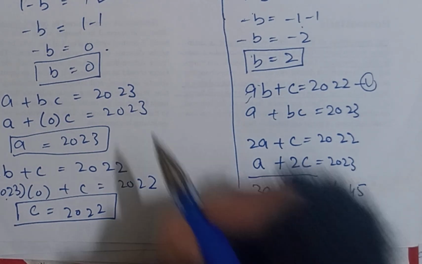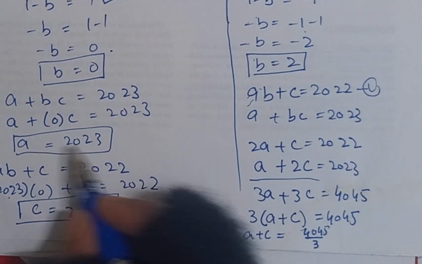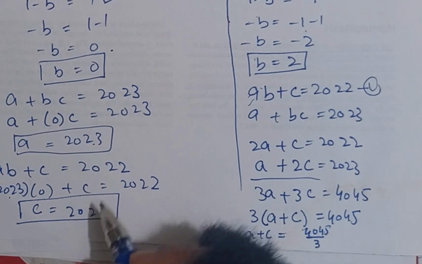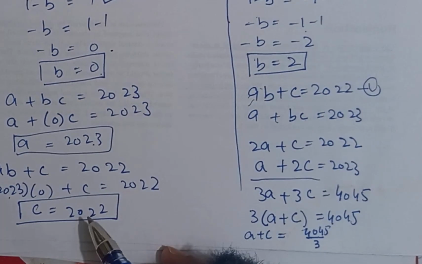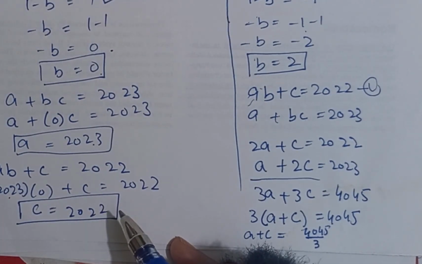So in our question, the value of A is 2023, the value of B is 0, and the value of C is 2022. Thank you.